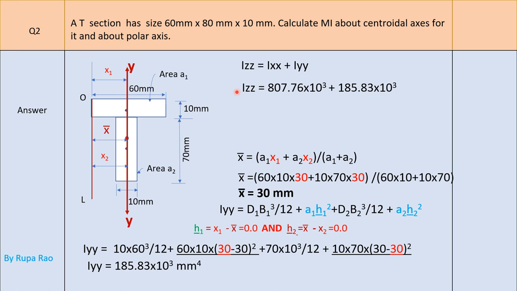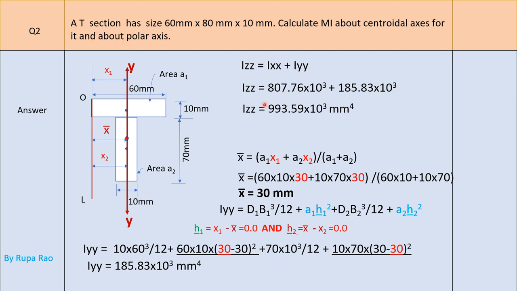So substitute the value of IXX I have calculated on the last page, that is, I have taken this value from there, 807.76 into 10 raised to 3, plus IYY from here, 187.83 into 10 raised to 3. Substitute the IXX and IYY values, you get the IZZ, and that is 993.59 into 10 raised to 3. If you do the addition of these two, which you can do very easily, you will get the answer 993.59 into 10 raised to 3 mm raised to 4, that is the polar axis.